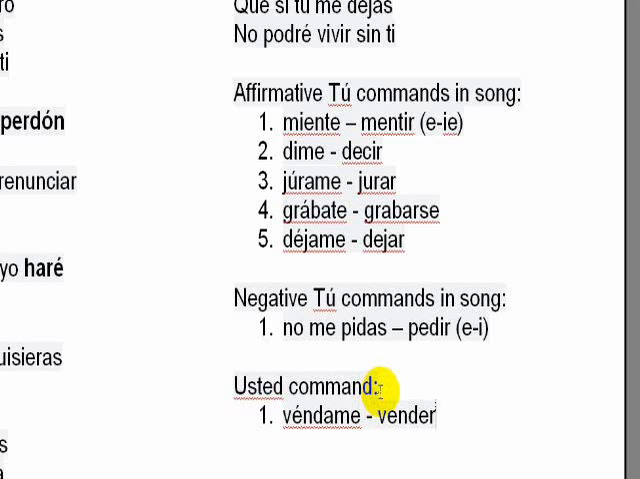At first I thought that must be an error when I looked at the lyrics, but when I listened to the song, sure enough, it says véndame. So affirmative usted command for sell me something. So that's it. That is the song Miente by Enrique Iglesias. I hope you like this video.